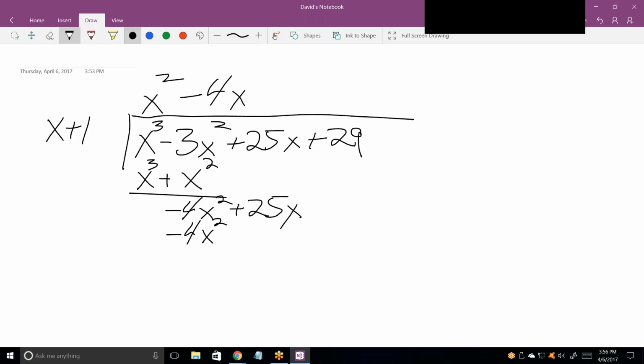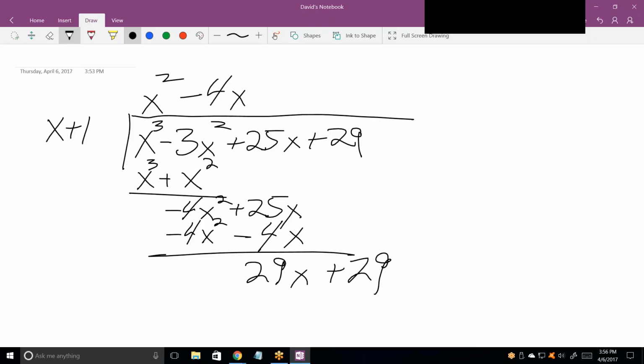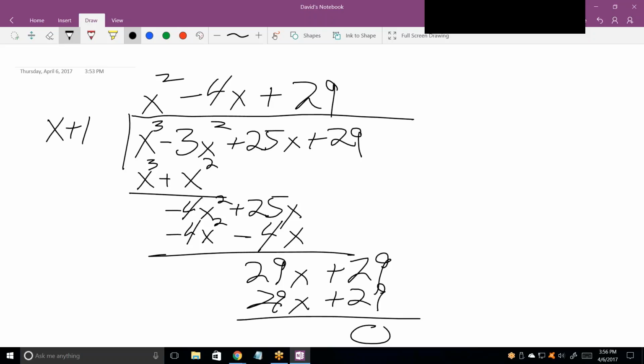Okay. Wait, still have to multiply the minus 4x times the 1. And that's minus 4x. Okay, subtract. The 4x's would cancel out, and then it would be plus 29x. And then plus 29. So then it would just be 29 plus 29. And that gives you a perfect 0 remainder. And you know that you factored it correctly.